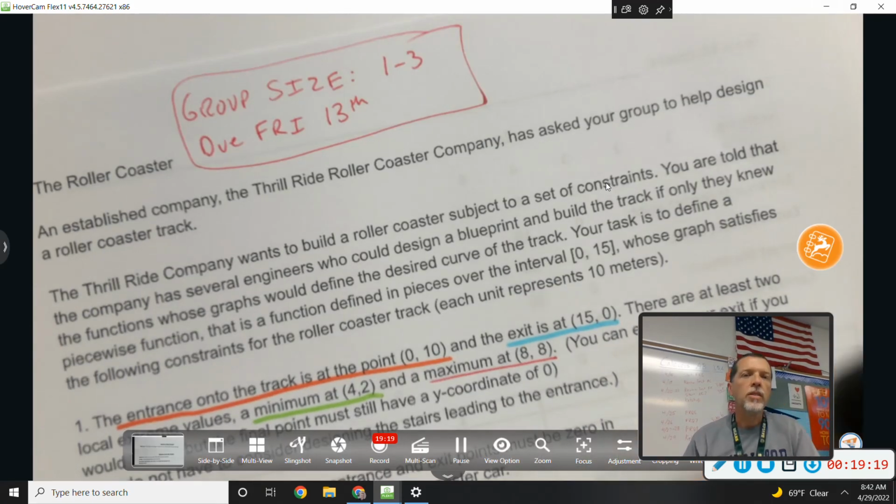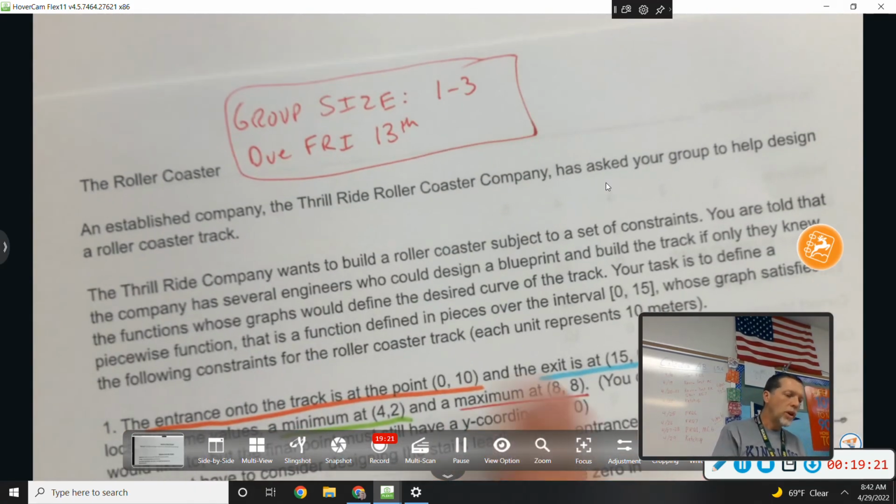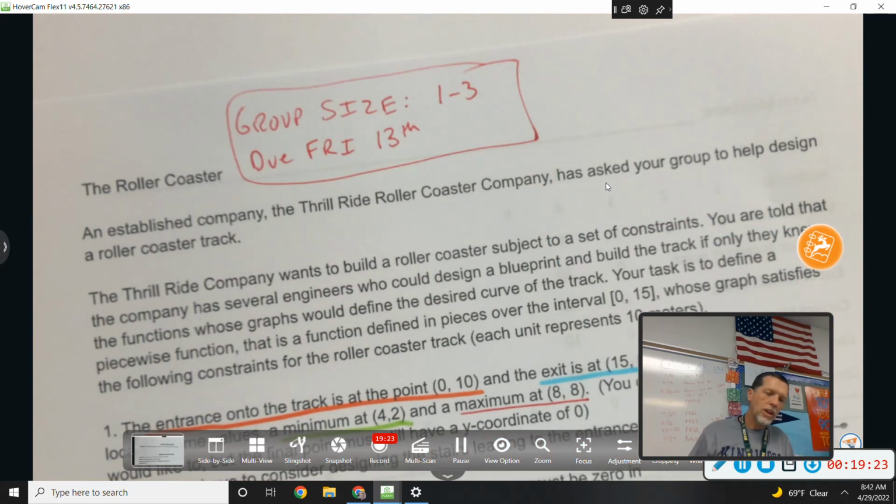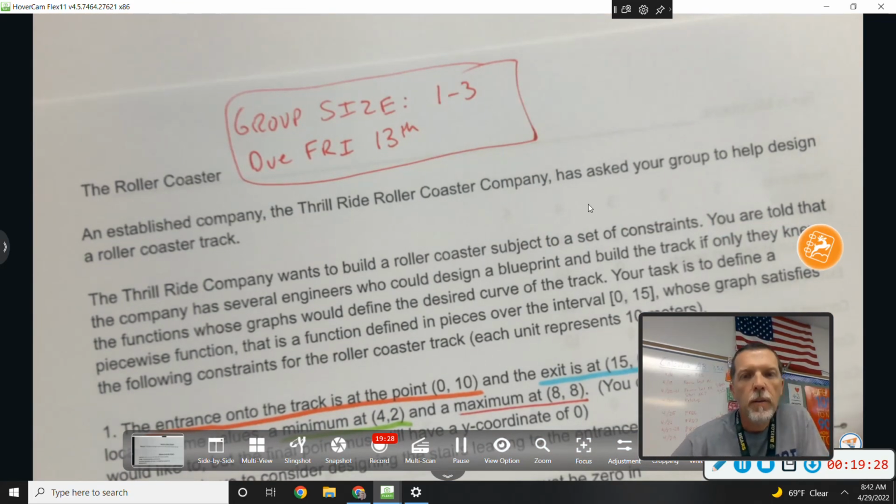So, this is due 2 weeks from today, group size 1 to 3. I will work on getting some computers in here so you can play with it. Questions? Okay, so you're kind of on your own. If you're not working on this, I will be hounding you to work on it while you're in here until you get it finished.